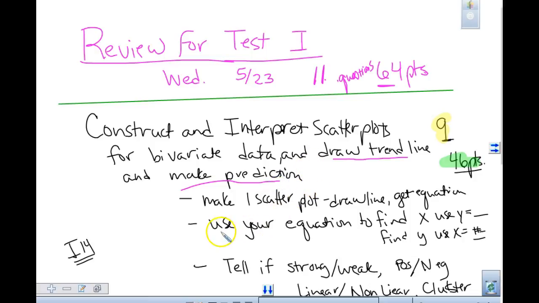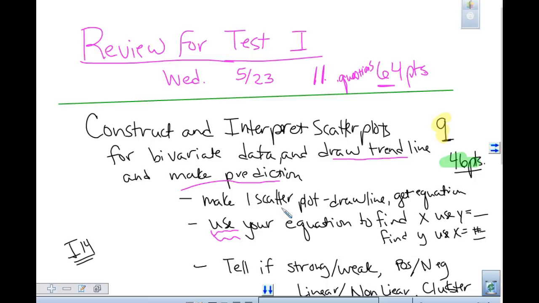And you must use your equation. So I believe you either have to make 1 or 2 scatter plots. I think I might give you a scatter plot so you don't have to do a lot of time plotting. And then the other one, I ask you to make one. So there's going to be one there that already has a scatter plot, all the points. You just have to draw the line of best fit.